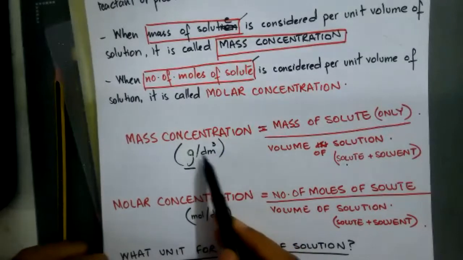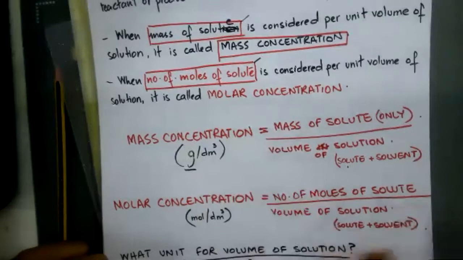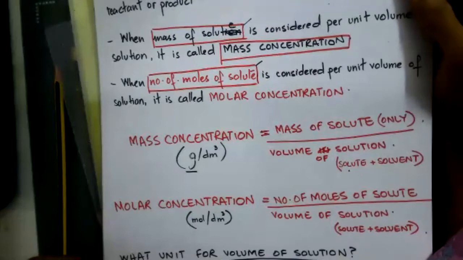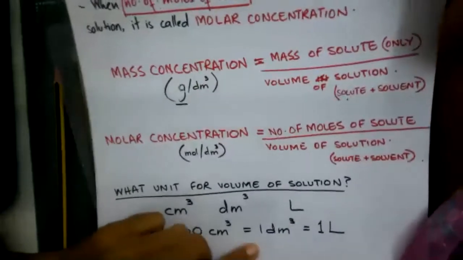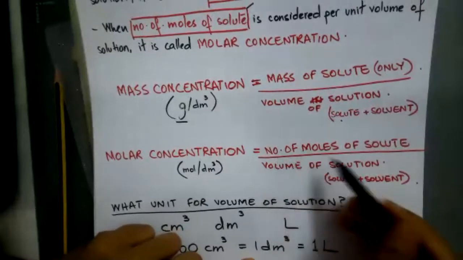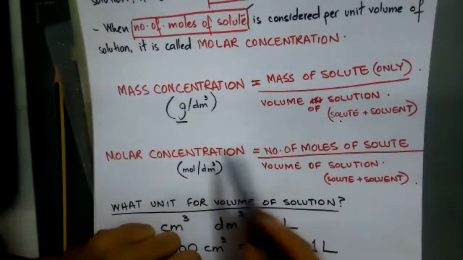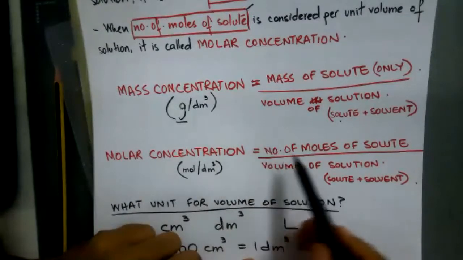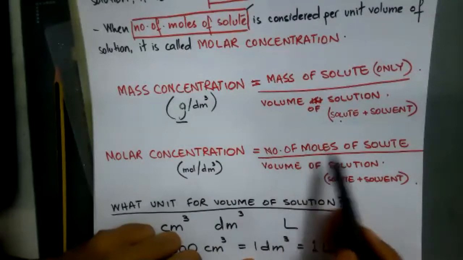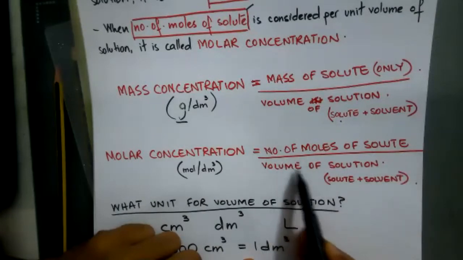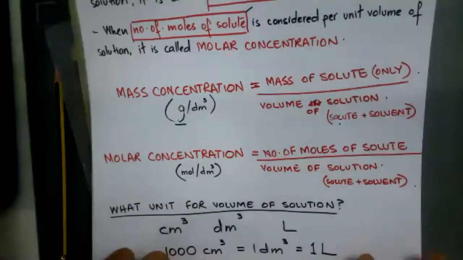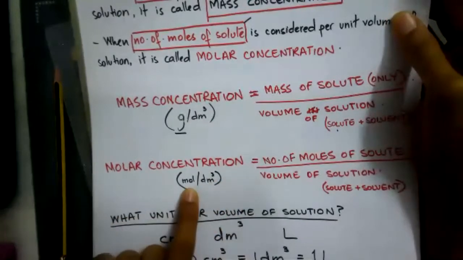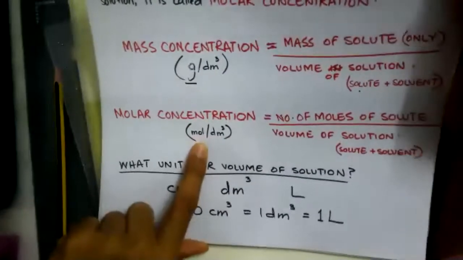Dm stands for decimeter. Okay, and I think you already know that 10 centimeters is equal to 1 decimeter. Now if we are considering the number of moles of solute, then that quantity will be called molar concentration, where in the numerator you have the number of moles of solute divided by, again, the total volume of solution, both the solute and the solvent. So dm cube is the unit for volume, and mol is the unit for the number of moles.